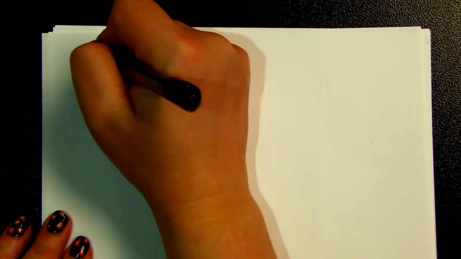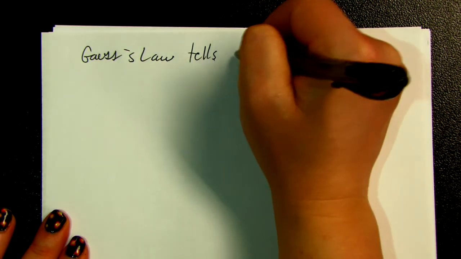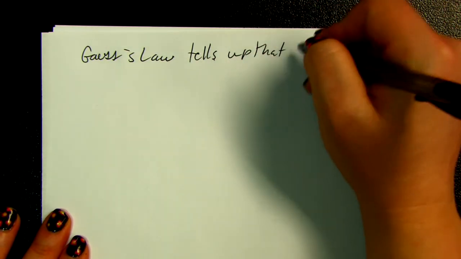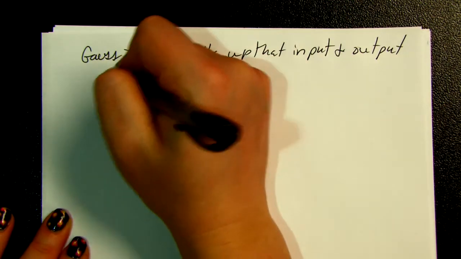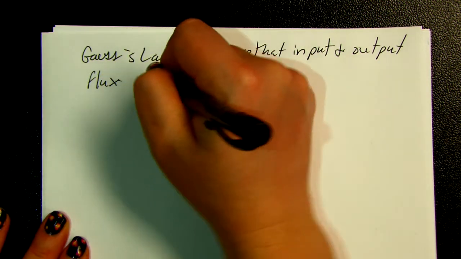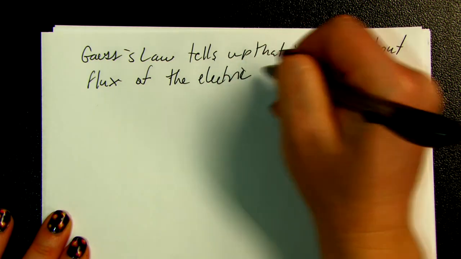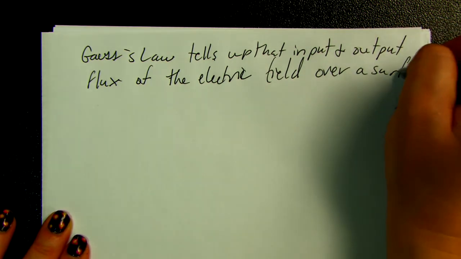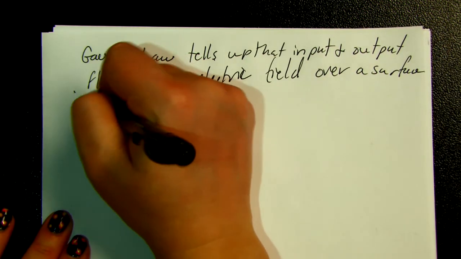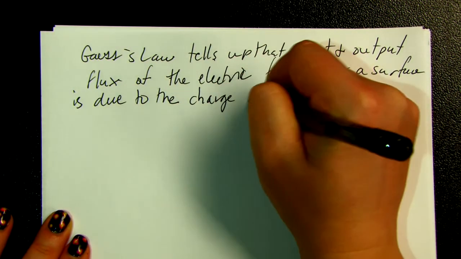So, just to reiterate the power of Gauss's law: it tells us that the net flux, input and output, of the electric field over a surface is due to the charge within the surface.